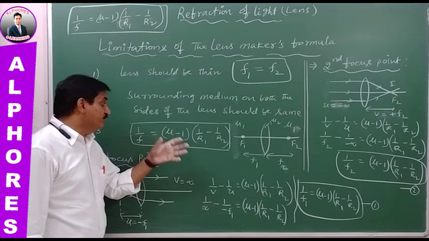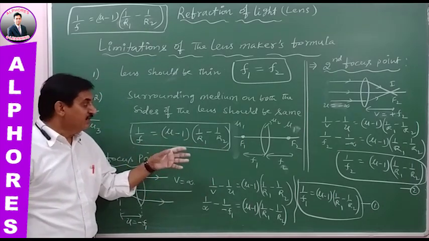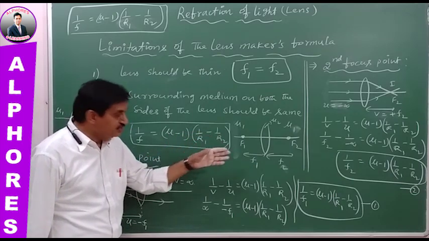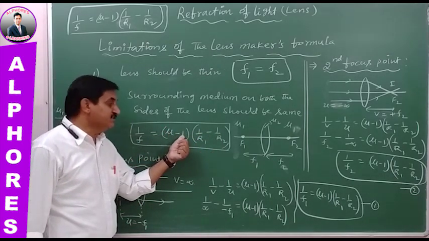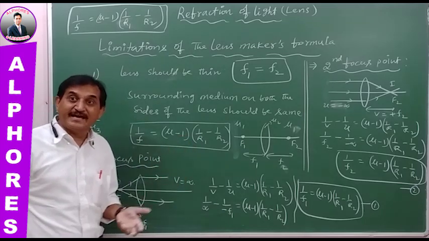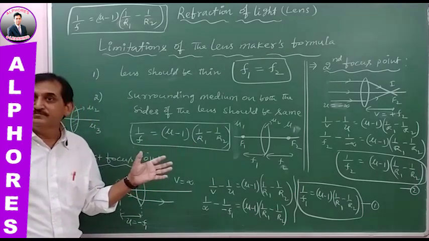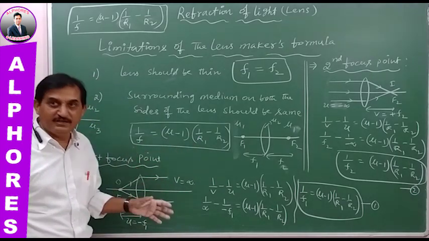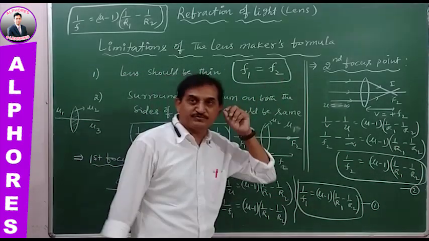Therefore, whenever the surrounding medium in which the lens is kept is vacuum or air, mu minus 1 is used, which means indirectly that we use the same medium on both sides of the lens. Definitely, the focus points are equidistant. f1 is equal to f2.